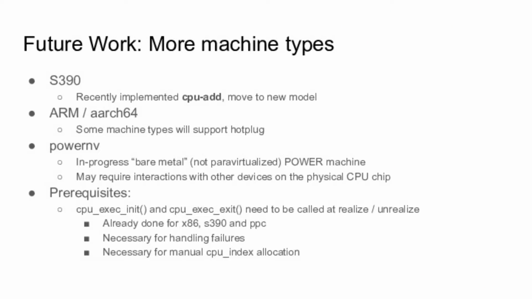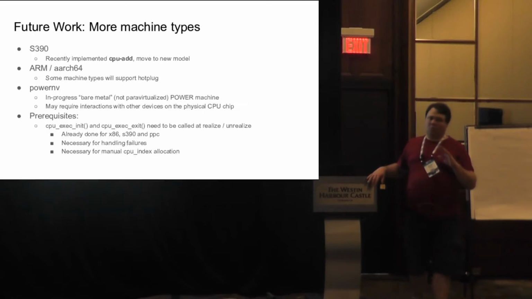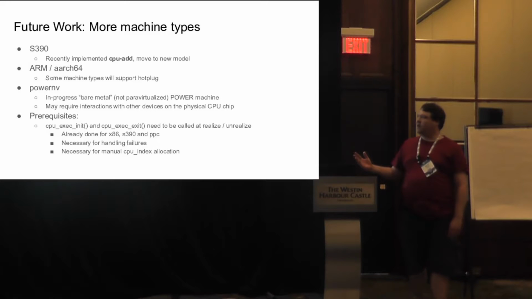Obviously, we want to support more machine types. S390 actually implemented CPU add because it did work for them, but at some point we'll want to move them to the new model. Virt is almost certain to want CPU hotplug, maybe other ARM platforms. This model should allow it. I'm not sure what the details will be.